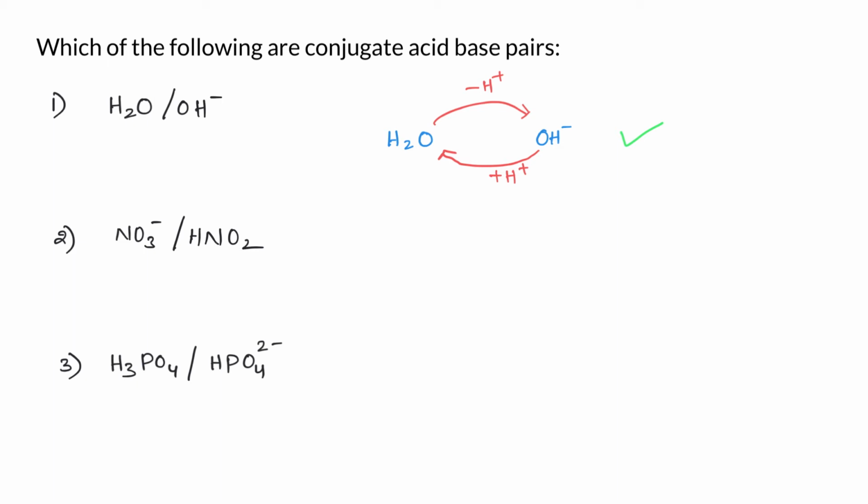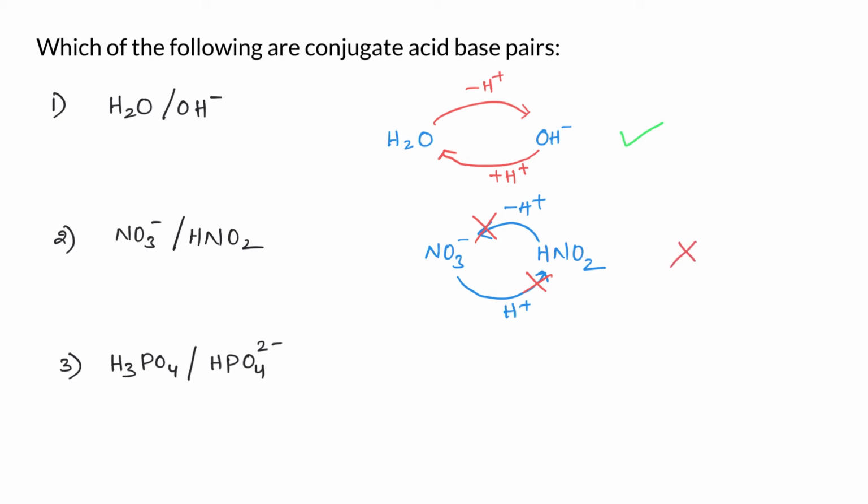Let us move on to the next part, NO3 minus ion and HNO2. If we look at these two species, they definitely differ by one proton, but they also differ by one oxygen. In other words, if we take the nitrate ion and add a proton, we don't get HNO2, and similarly, if we take HNO2 and remove a proton, we do not get NO3 minus. Therefore, they are not conjugate acid-base pairs.